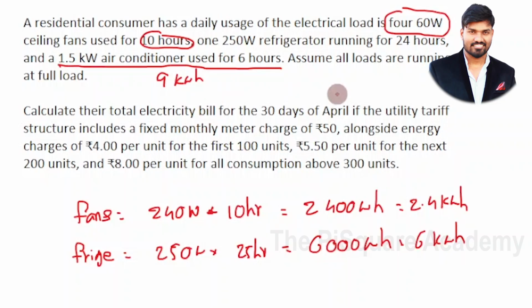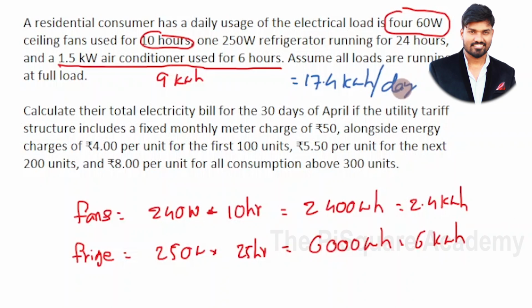Of course, you have to assume all loads are running at full load. Though the air conditioner may work all the 6 hours at a lower load, it is given that you should consider all loads working at their full capacity. So this is all daily usage, 9 plus 6 plus 2.4. The total usage is 17.4 kilowatt hour per day.